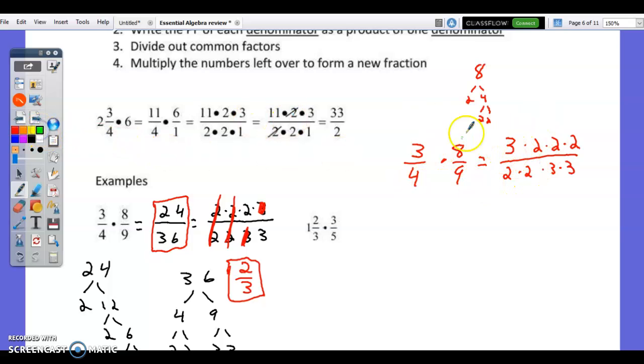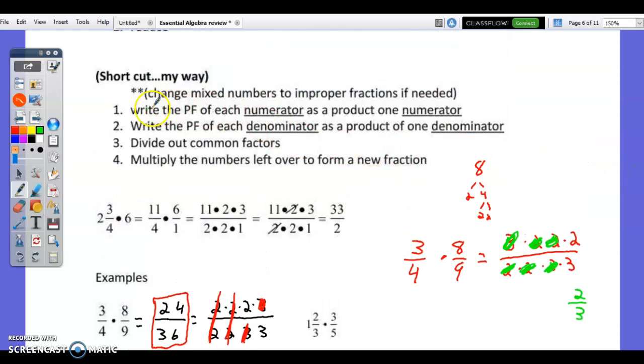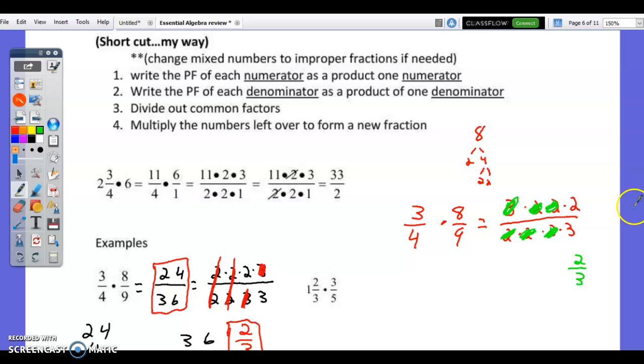So if I'm going to cross out a 3 here and a 3 here, a 2 here and a 2 here, 2 here, and a 2 here, and I'm left with my 2/3. All right, so that's basically what I'm explaining up here. Write out the prime factorization of each one before we multiply going forward. And we divide out the common factors, which is step 3, and then we multiply the numbers left over if there are any. Okay, and here's an example of how we would do that with a mixed number right there.